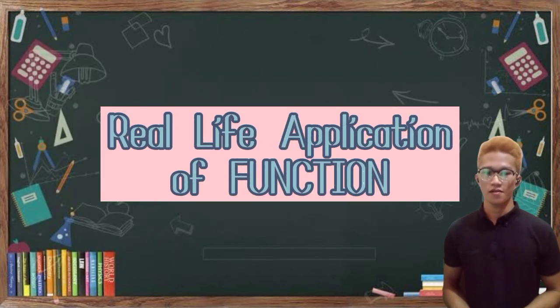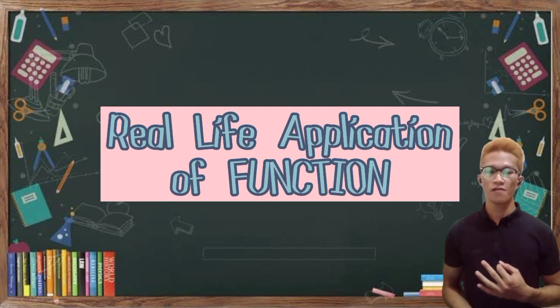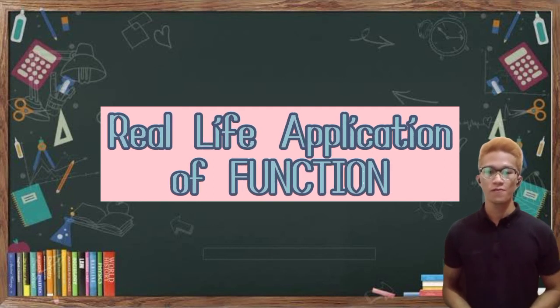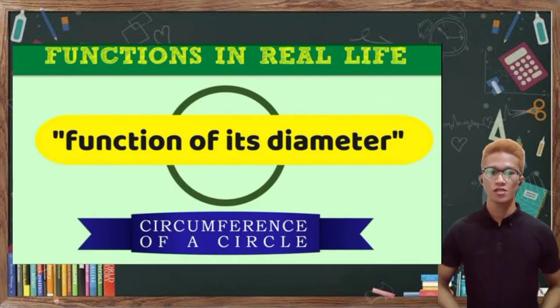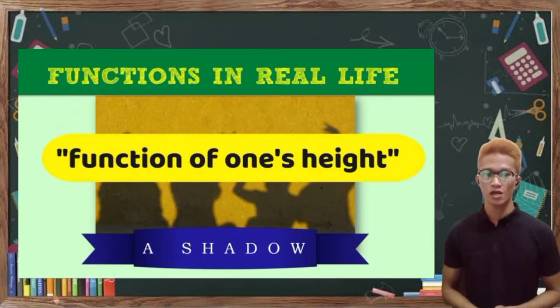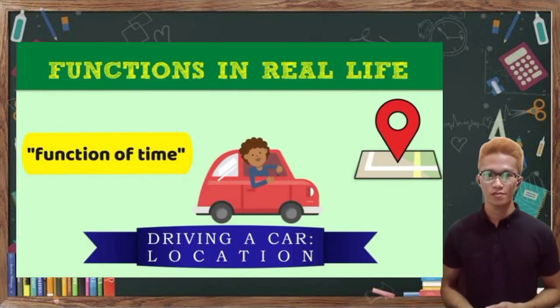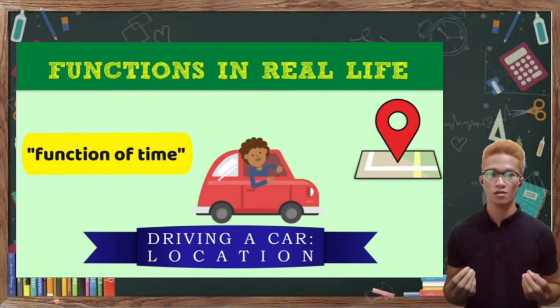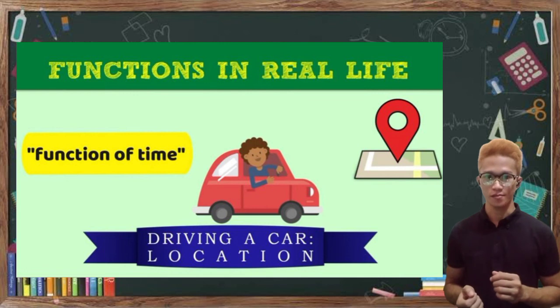Functions in real life. We have 3 real life application of function. First, the circle. The circle belongs to the function of diameter. Second, shadow. The shadow belongs to the function of one side. And third, when we drove a car. From the distance where we begin to the distance when or our destination, it is called the function of time.